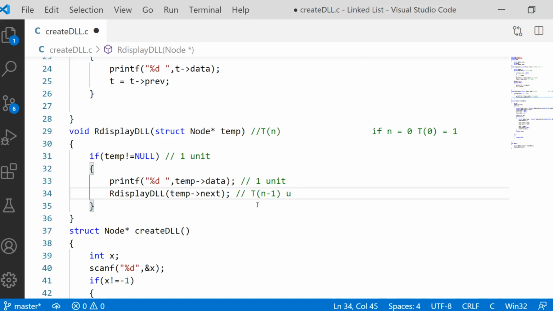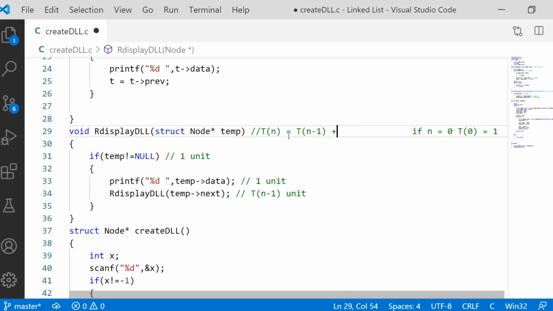T of n minus 1 unit. So altogether, if I add all this unit time, then it will be equal to t of n is equal to t of n minus 1 plus 2. Now, if we have a constant, I said that you can convert it into 1 always. So this is a recurrence relation that we have already seen.